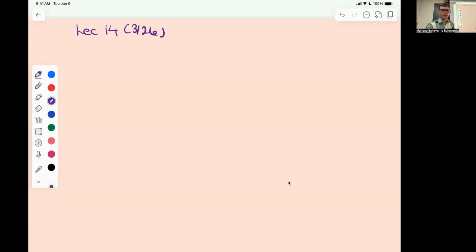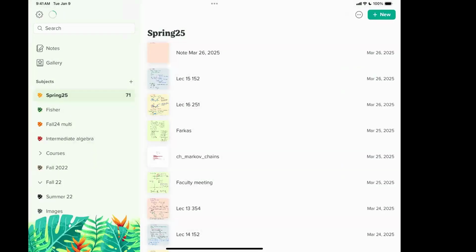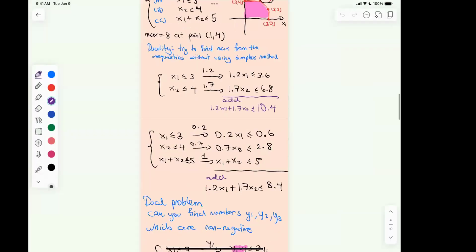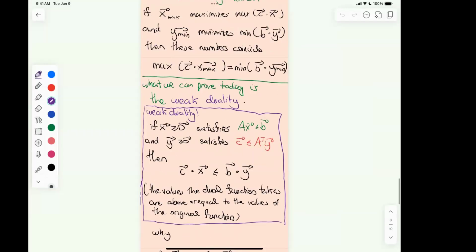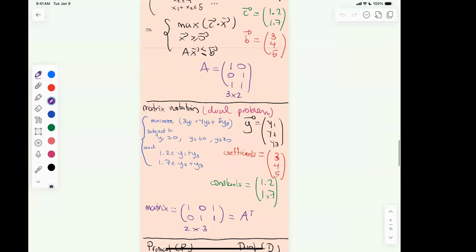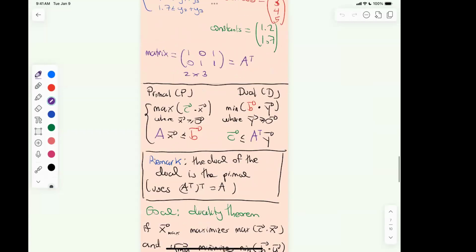Okay, so today the goal is to continue discussing duality. Just as a reminder, what I was saying last time about the duality stuff. Let's see if I have it here. The idea is that, let's see. Okay, here it is.